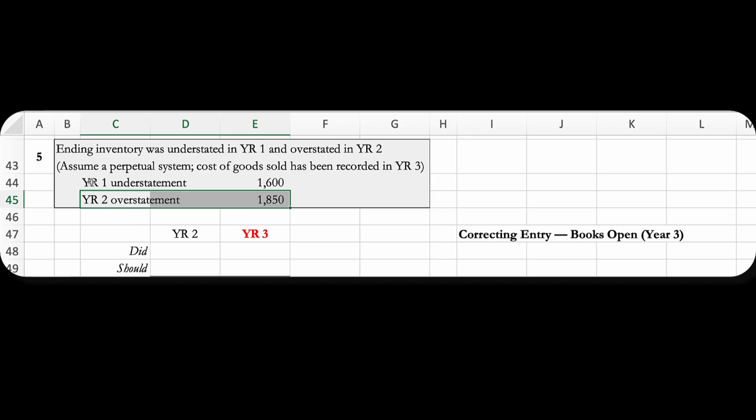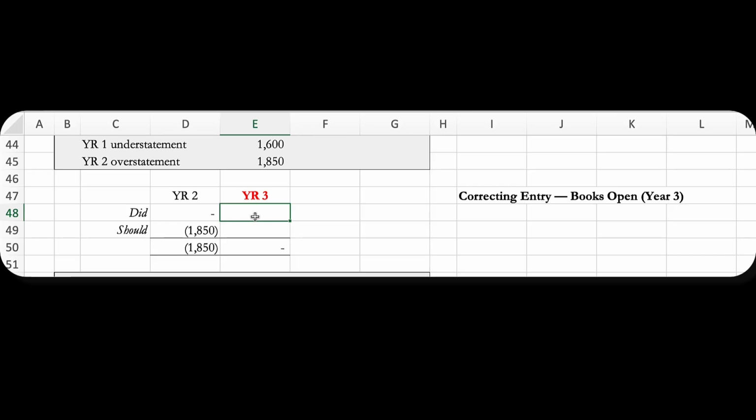Well, if there were an understatement in ending inventory in year 1, in year 2, it would turn into an overstatement. So by year 3, that error would have counterbalanced, and I don't care about it. So in the year 2 overstatement, however, I did nothing, and I should have recorded $1,850 of cost of goods sold because my ending inventory is overstated. Now that error will carry forward to year 3 as something I did record. I did record $1,850 of cost of goods sold when I should not have. That should have belonged to the prior year.